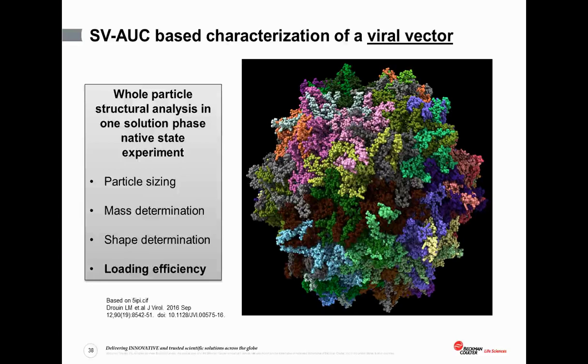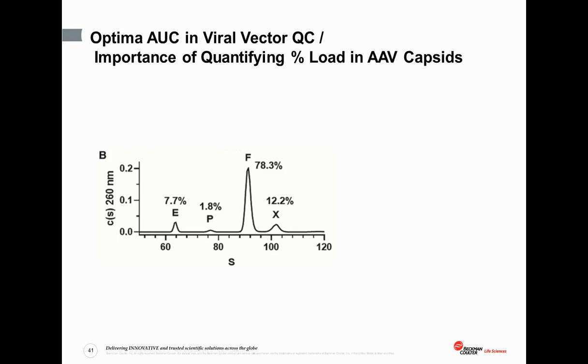And what do we mean by that? What we mean is that the virus particles that you're studying, are they in fact carrying the complete genome that they should be, or are they carrying a partial genome, or are they just empty virus capsids? So the Optima AUC is the preferred technique in viral vector quality control.